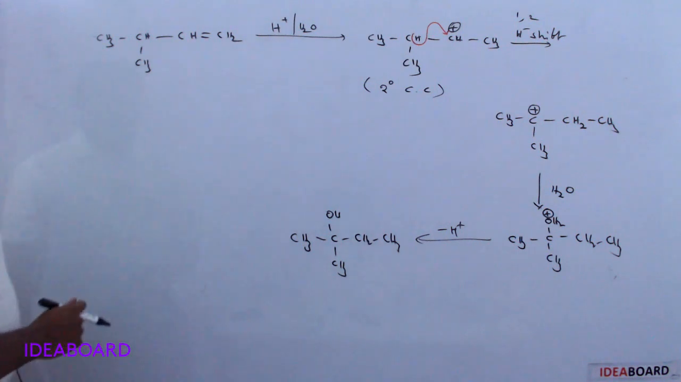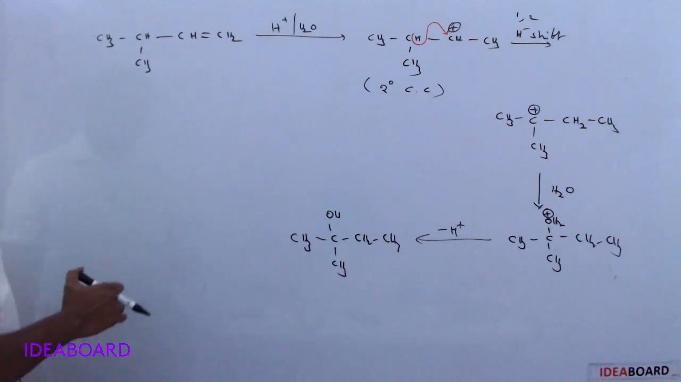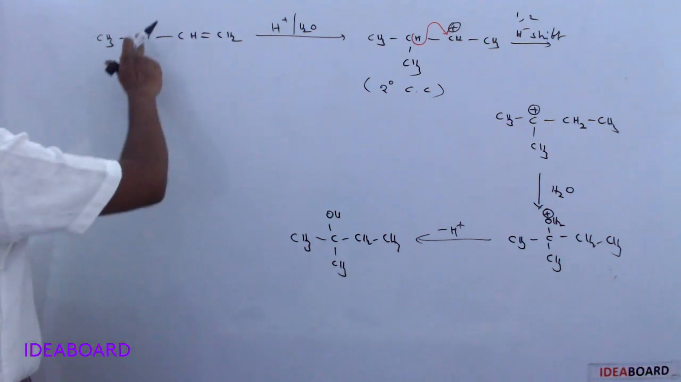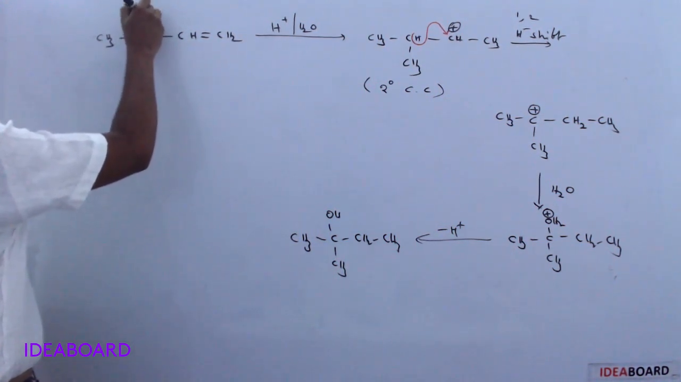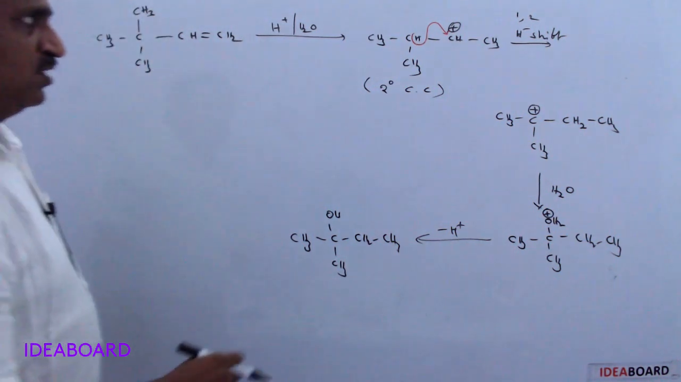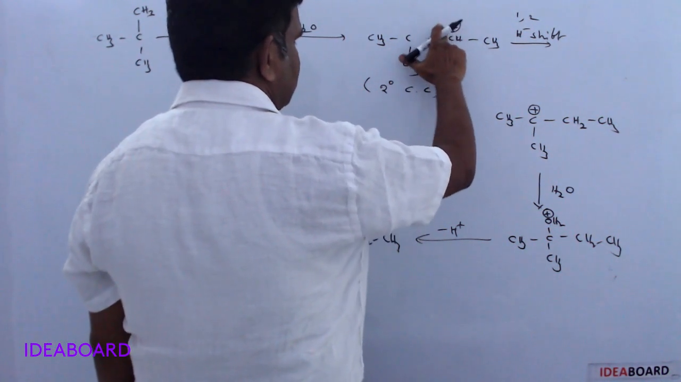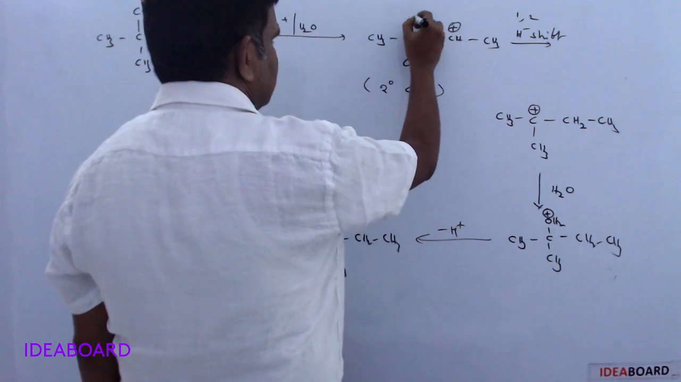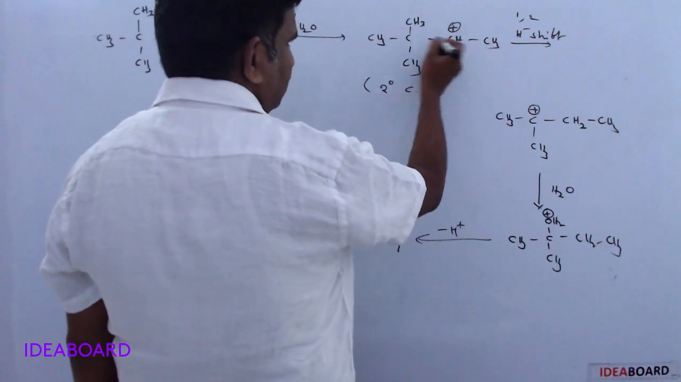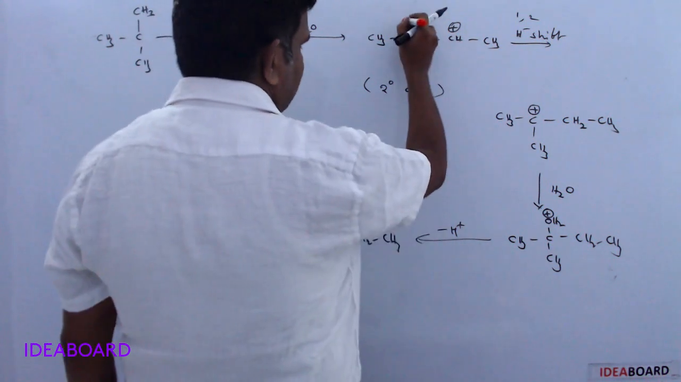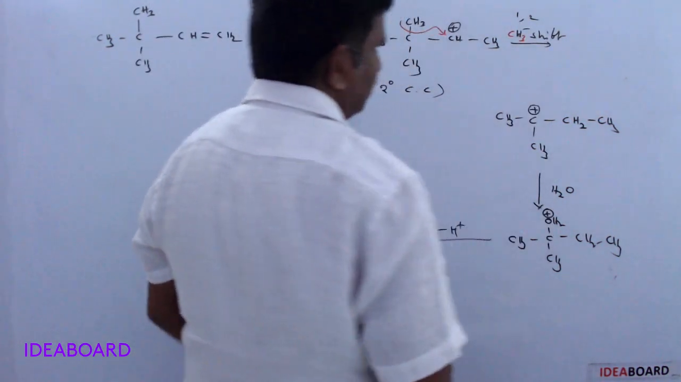For example, please note down first. In this process, if you have a methyl group here instead of hydrogen, then what happens? Here there is a methyl group, not hydrogen. Here this is a CH3 group, a methyl group. Then a methyl shift occurs. The adjacent carbon is a quaternary carbon. So instead of a hydride shift, a methyl shift occurs. Here this is the methyl shift.